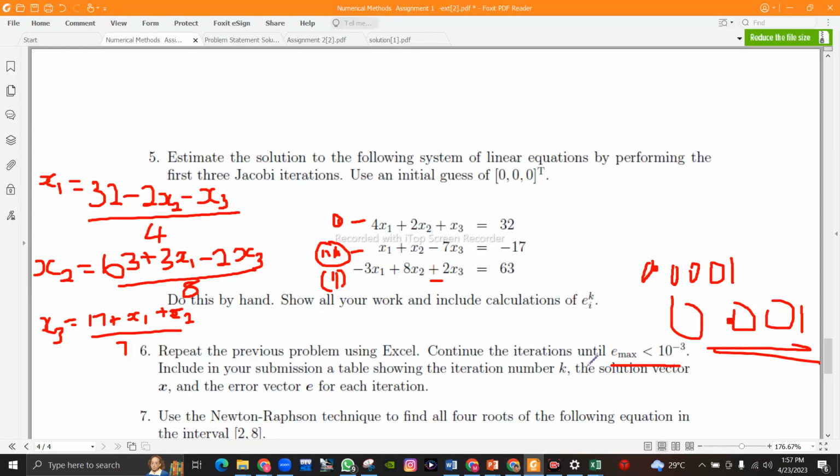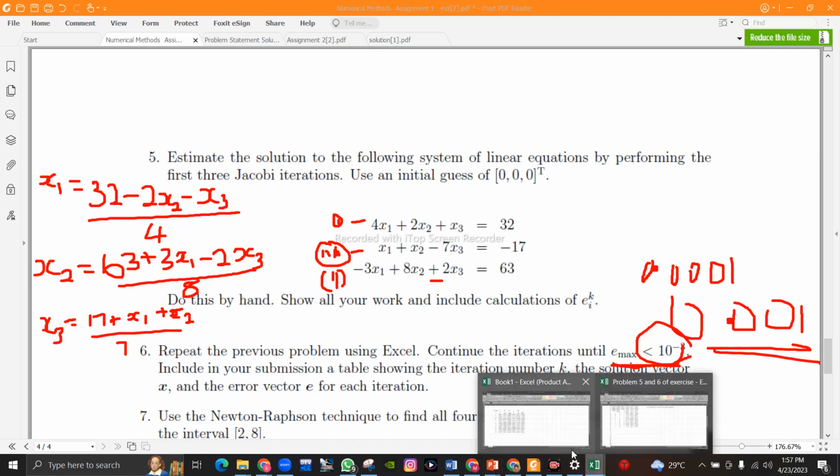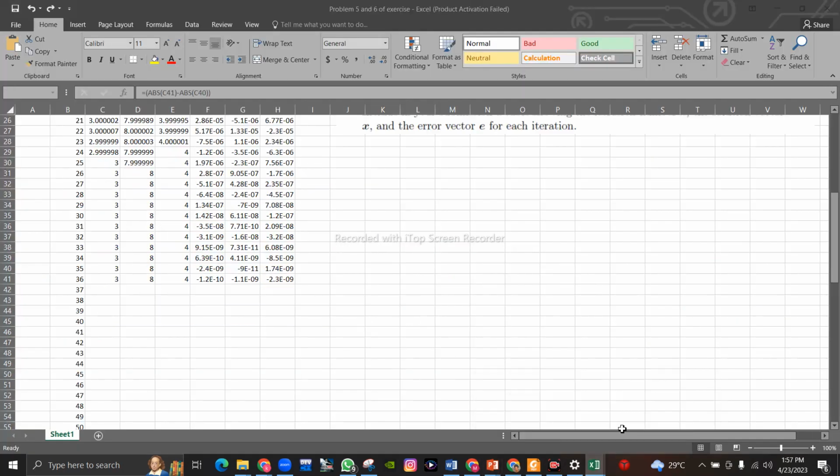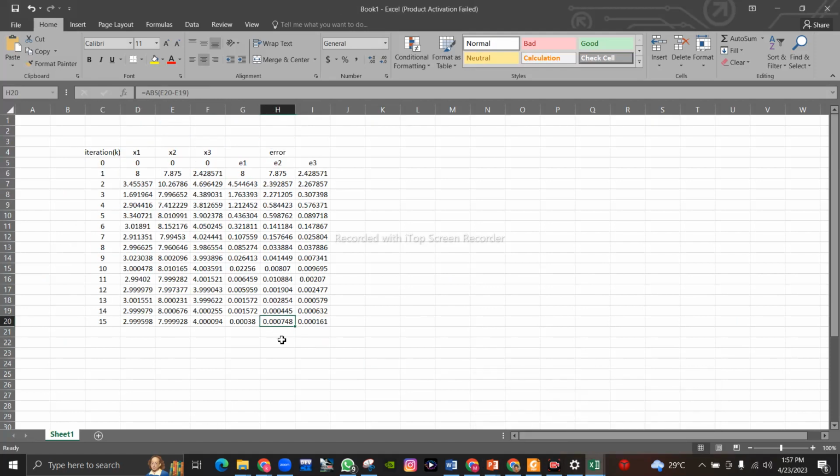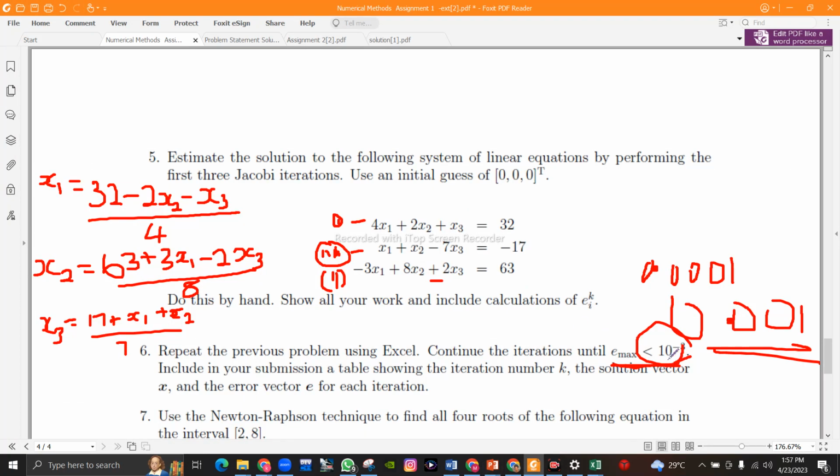They said continue the iteration until E max is less than this. And what's the E max here now? The maximum error here is 0.000748, which is less than what the E max is. Then we can stop there. So we stop after the 15th iteration. It's after the 15th iteration that the error is less than this. So we can continue. Let's move to the next question.